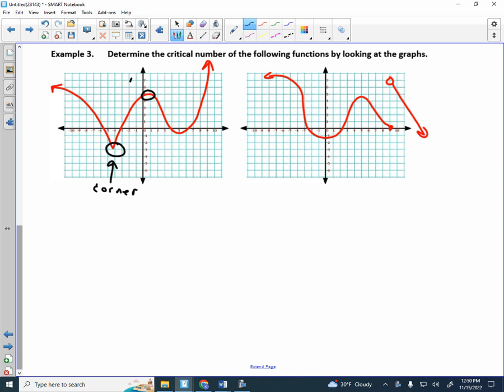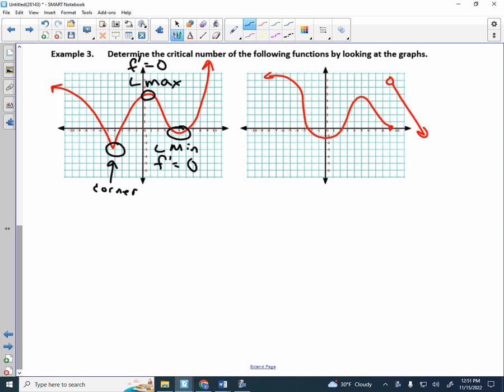Yep. That's a local max. We know that f prime is equal to 0 at that spot. That's a local min. And again, we know that f prime is equal to 0. And those are the three critical points we have on the graph.